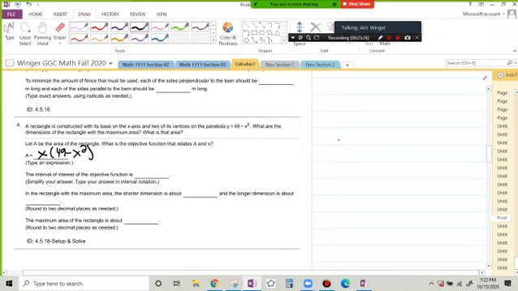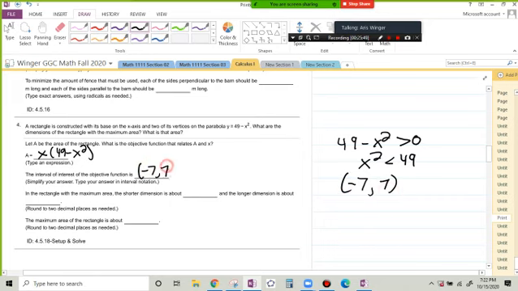Here it looks like 49 minus x squared should be bigger than 0, so we need x squared less than 49. The interval of interest for the objective function is technically -7 to 7. I was wanting x to be from 0 to 7 and then reflect, but I think they may want this one, because they made no indication that x should be positive. For the rectangle with maximum area, the shorter dimension is this, and the longer dimension is this.